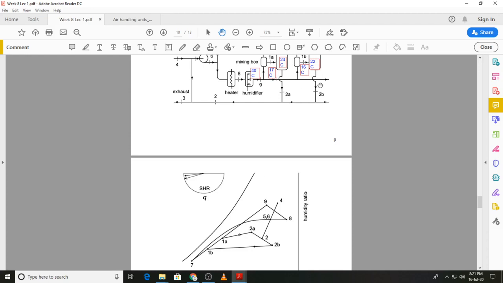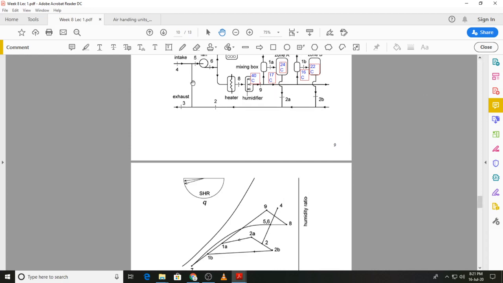Then the return air from both the zones is mixed to give you the resultant state 2 that we can see over here. That resultant state 2 is mixed with the outside air to give us state 5. So 2 and 4 gives us state 5, and state 6 is the same, which is after passing through the fan.